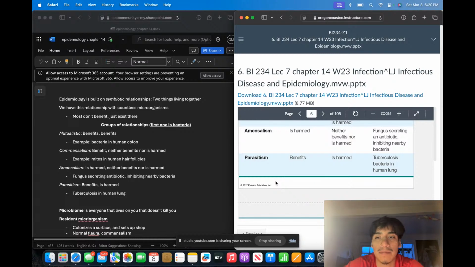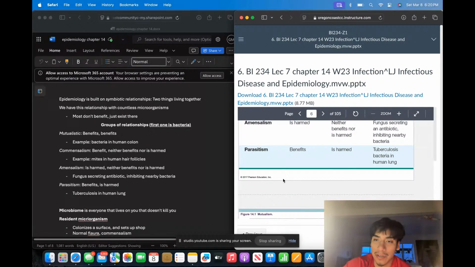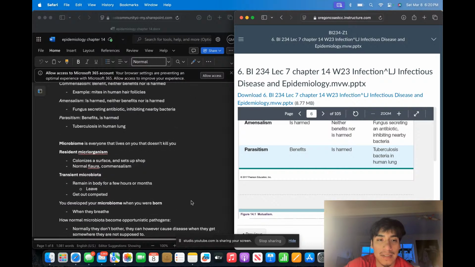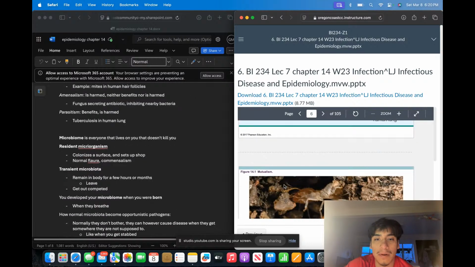Parasitism, something pretty familiar, benefits the parasite or the bacteria while organism 2 is being harmed. An example is tuberculosis, bacteria in the lung. Okay, so let's see what the next important thing is.